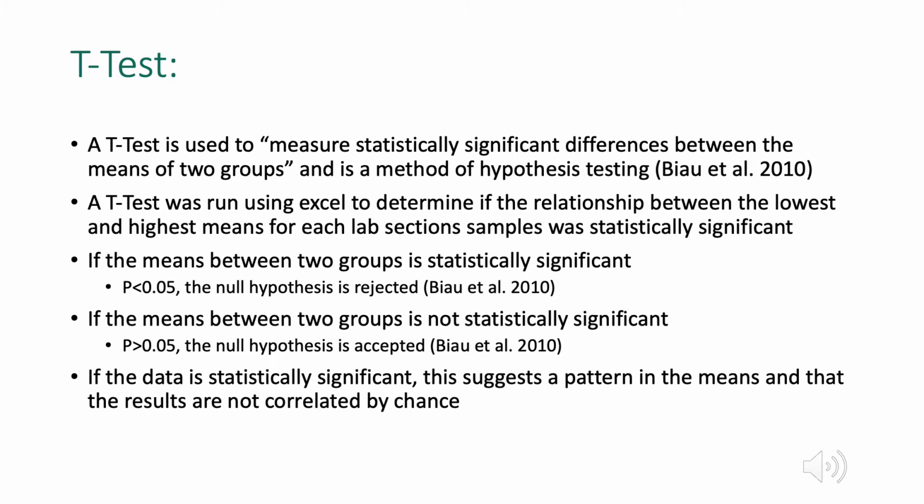If the p-value is less than 0.05, the null hypothesis is rejected and the relationship is significant. If the p-value is greater than 0.05, the null hypothesis is accepted and the relationship is non-significant. Statistical significance suggests a pattern in the means that cannot be explained by chance alone.